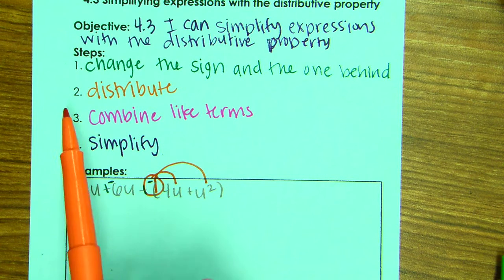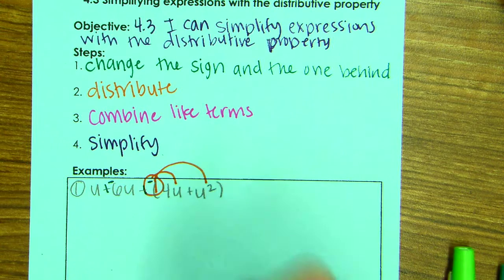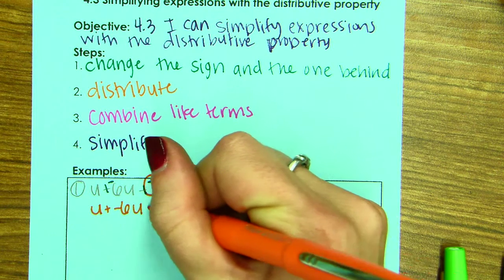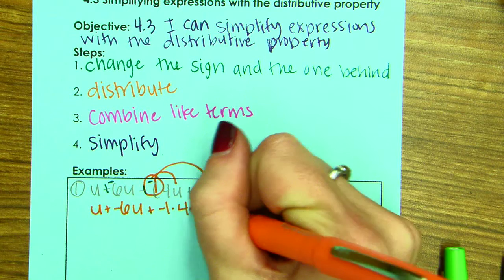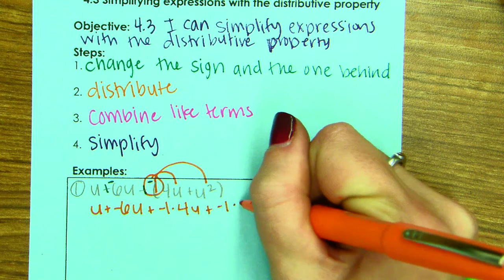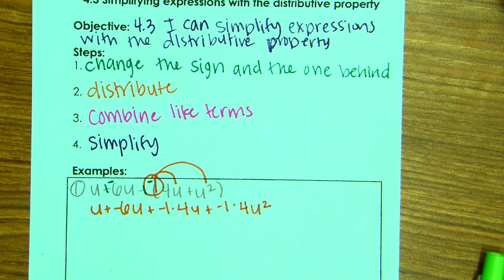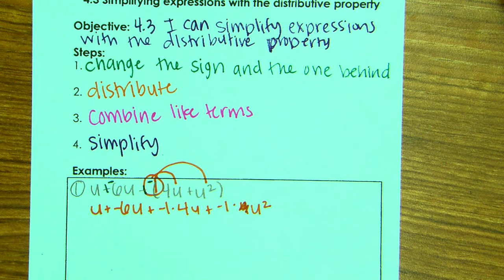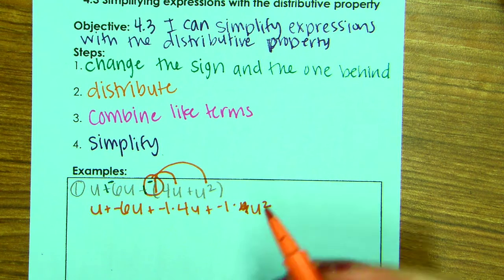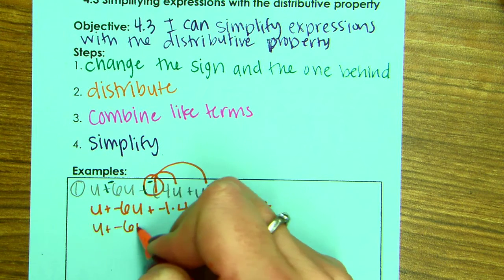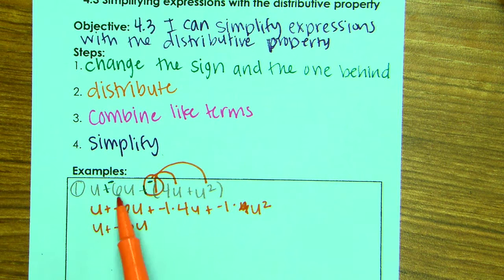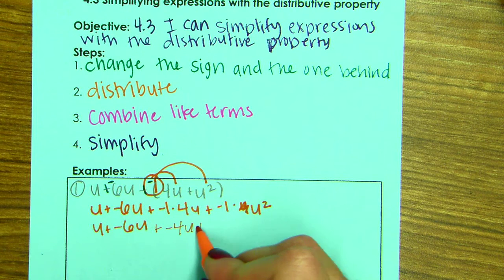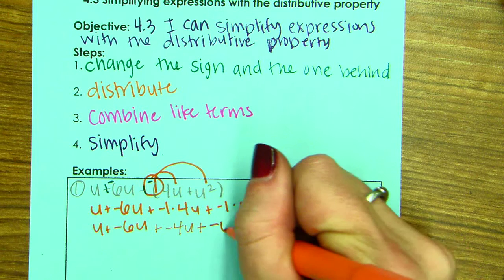So every time I do a step, I'm going to rewrite the whole problem. I'm going to write out u plus -6u plus -1 times 4u plus -1 times 4u squared. And now, oops, this shouldn't have a 4. It should just be u squared. And so now I'm going to simplify the multiplication. So I have u plus -6u. This first part hasn't changed yet. And then -1 times 4u is -4u. -1 times u squared is -u squared.